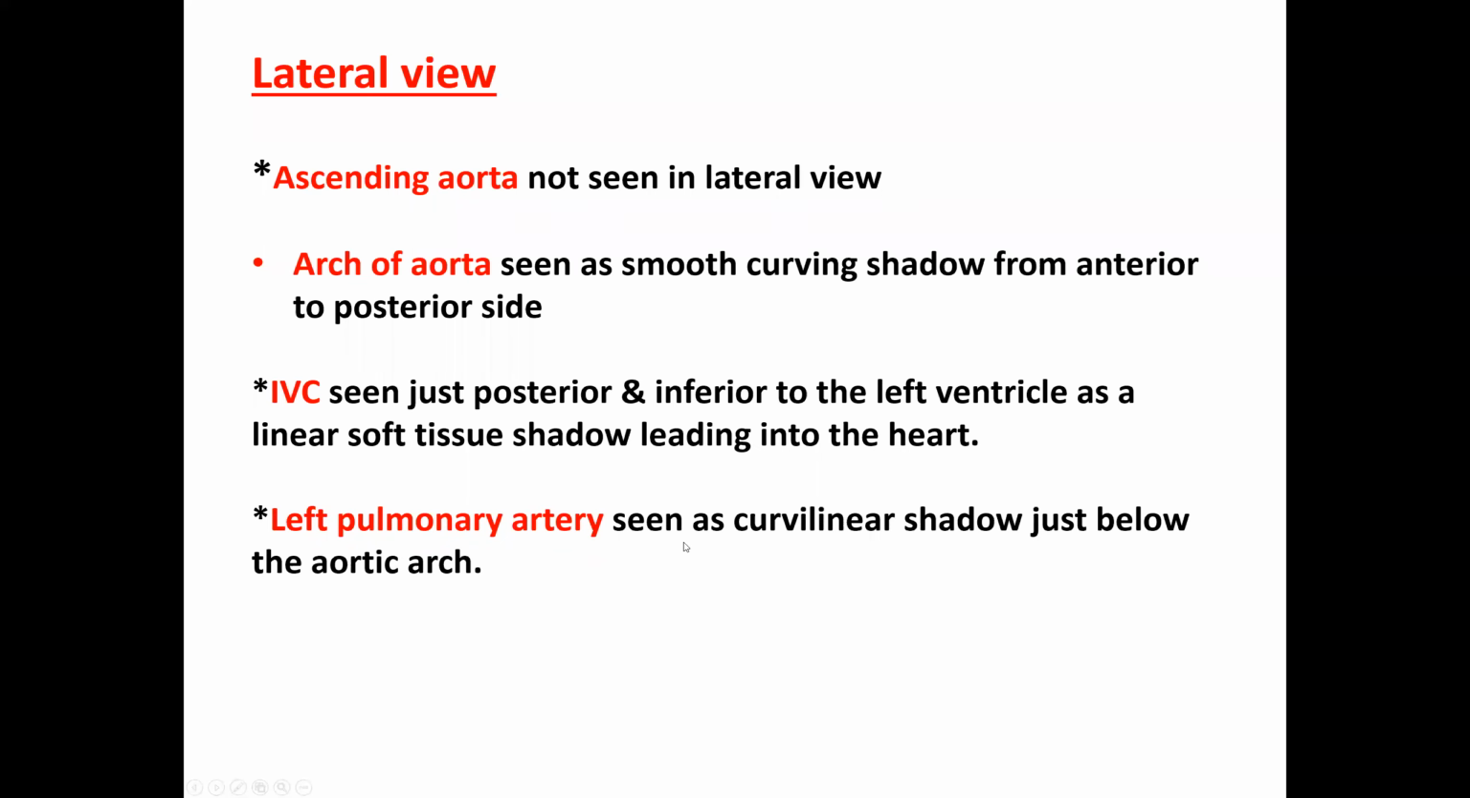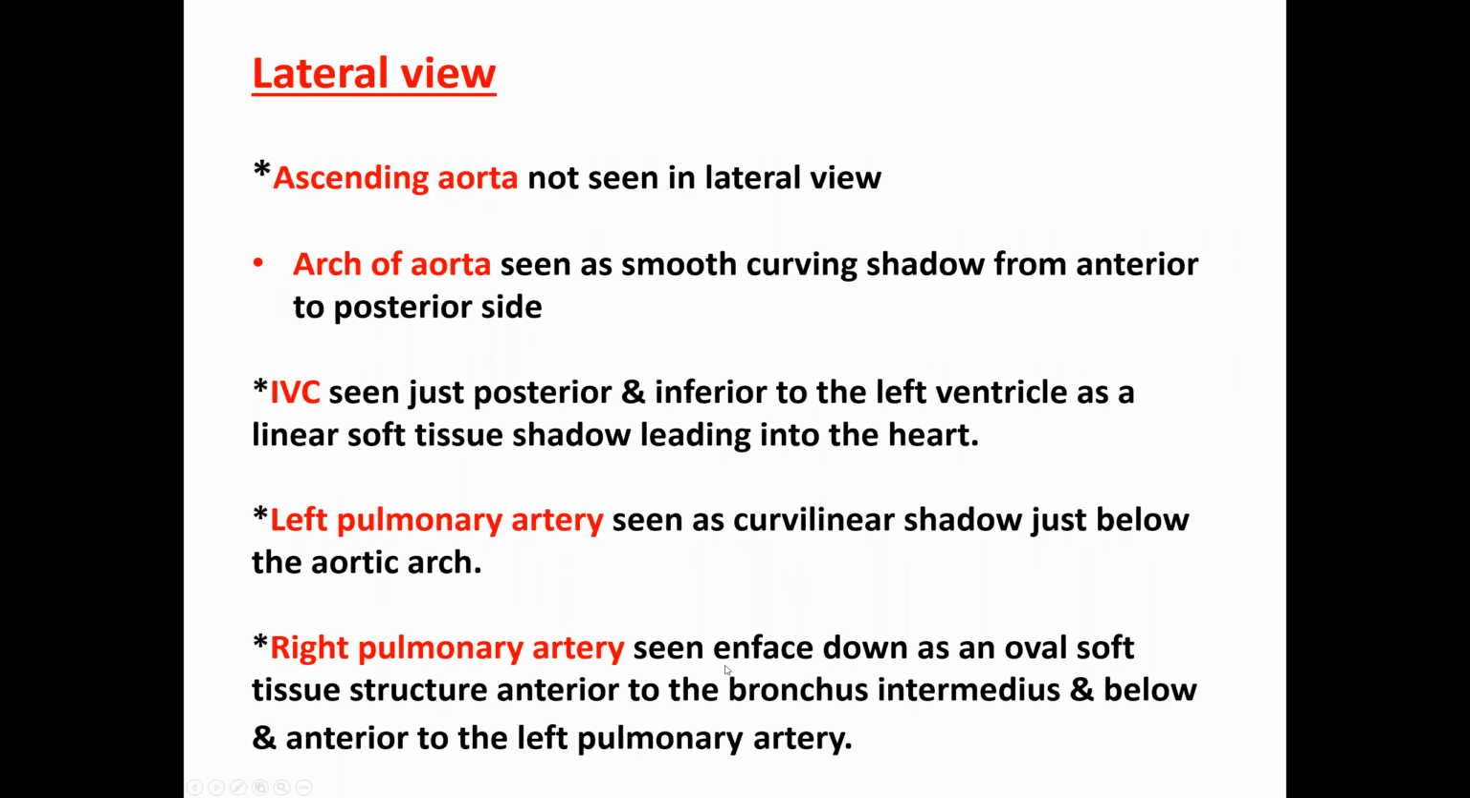Left pulmonary artery seen as curvilinear shadow just below the aortic arch. Right pulmonary artery seen in face down as an oval soft tissue structure anterior to the bronchus intermedius and below and anterior to the left pulmonary artery.